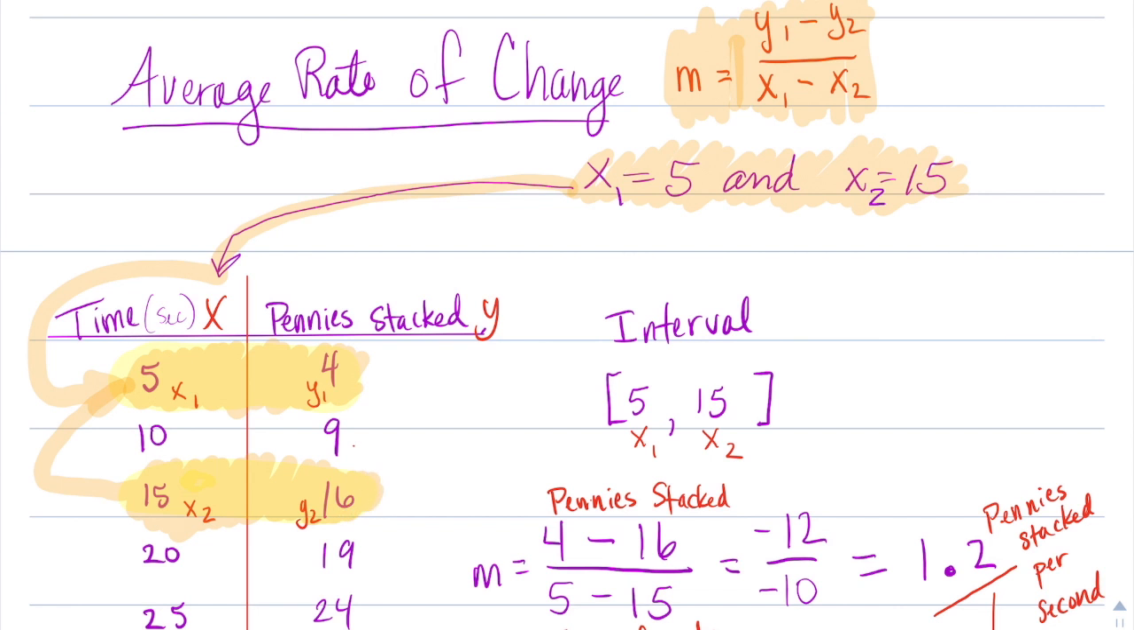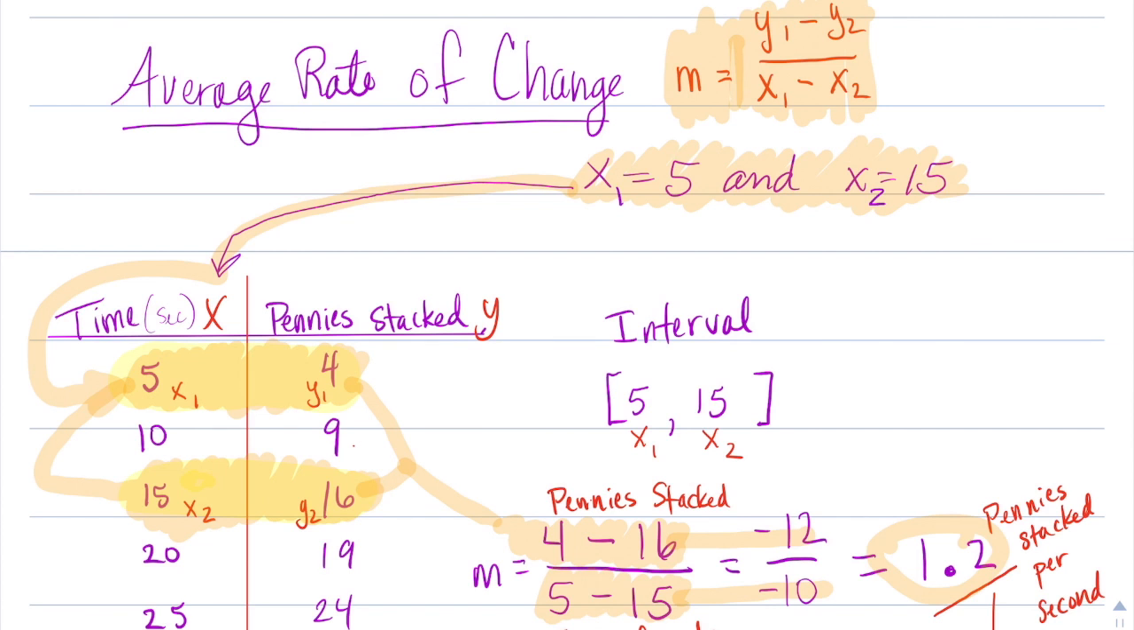Now that I have those two ordered pairs, I'm going to fill out my formula for average rate of change. So I'm going to put my y values on top and my x values on the bottom, just following the formula up above. I'm going to solve my top numbers first, my bottom numbers. I'm going to divide those and get my final answer.